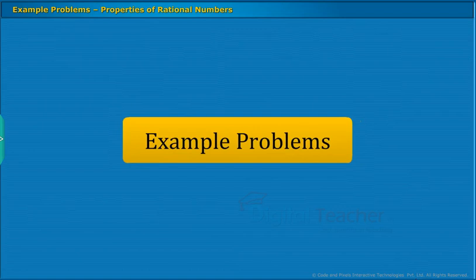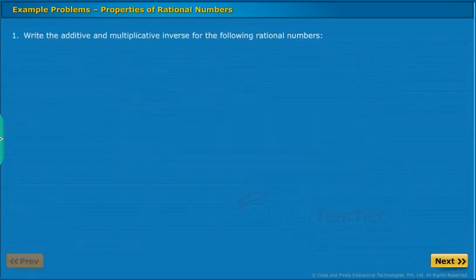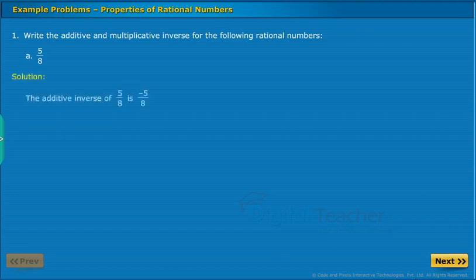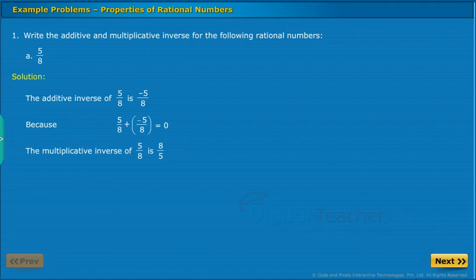Let us solve some example problems on properties of rational numbers. Write the additive and multiplicative inverse for the following rational numbers. A. 5 by 8. Solution: the additive inverse of 5 by 8 is minus 5 by 8, because 5 by 8 plus minus 5 by 8 is equal to 0. The multiplicative inverse of 5 by 8 is 8 by 5, because 5 by 8 into 8 by 5 is equal to 1.